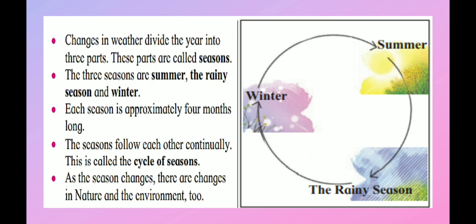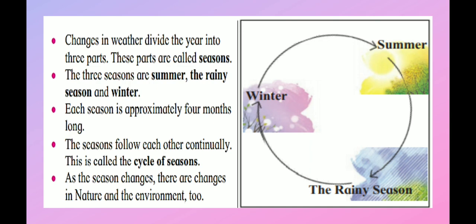Dear learners, throughout the year we experience changes in the weather. Sometimes we find weather very cold, sometimes we find it really hot, and sometimes we enjoy rain. So these changes are called seasons. These changes have divided the entire year into 3 parts, and every part is called a season. There are 3 seasons. The 3 seasons are summer, the rainy season, and winter.